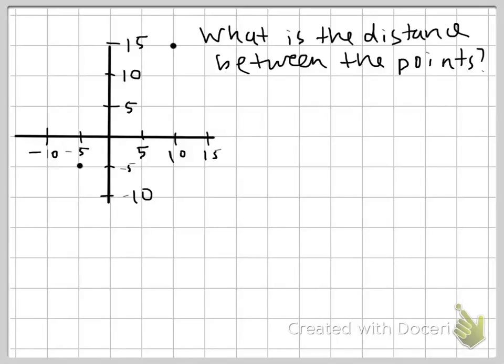Again, the easiest way to find the distance on the coordinate plane between points is to use the Pythagorean theorem. So what I'm going to do here is go ahead and draw in my right triangle. We know that the distance between the points is going to be this diagonal line that connects them. So that's one side of my right triangle. I'm just going to draw in the other two sides.